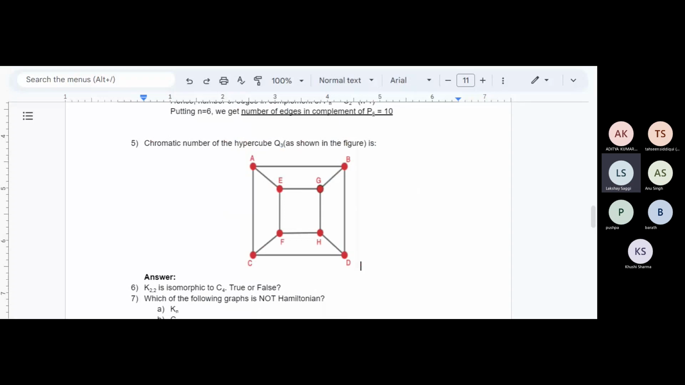Would anyone like to answer what the chromatic number for this would be? Maybe you guys can try. How can we color this in the minimum possible manner to have a valid coloring? Maybe you guys can try it out in chat. I'll give you a minute or two, and after that I'll discuss this. You don't need to show the minimum, just answer what comes to your mind, a way in which you can color, which you think is correct.